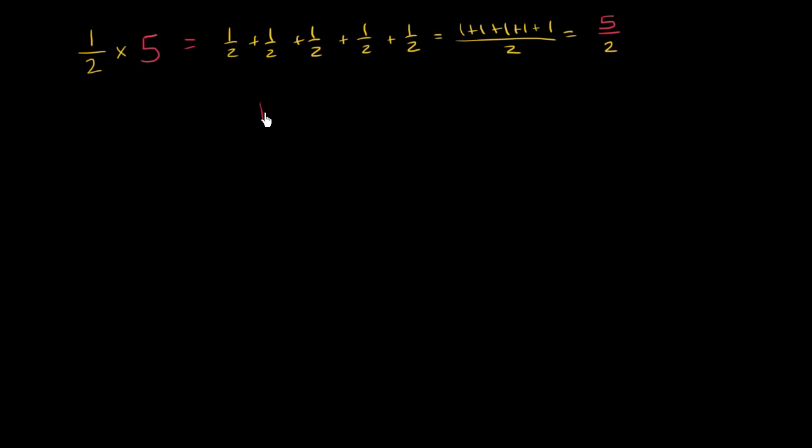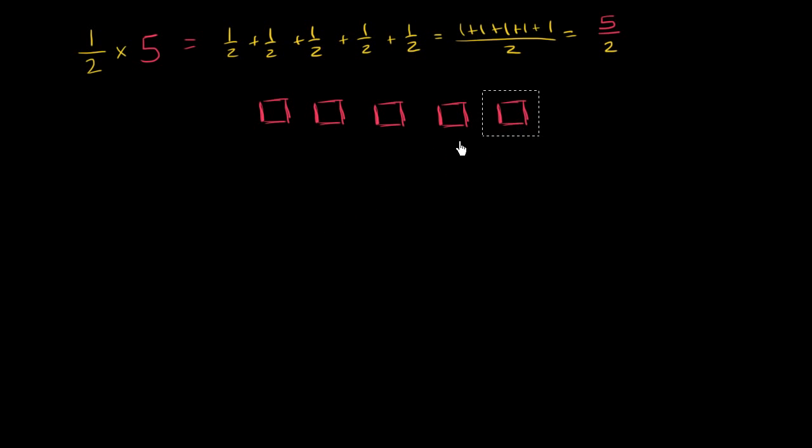The other way to think about this is that you start with 5 things. So let's say that's one thing. Let me copy and paste that so they all look the same. So that's 2 things. That's 3 things. That's 4 things. And then that's 5 things.